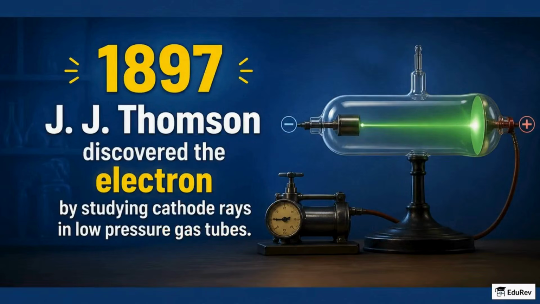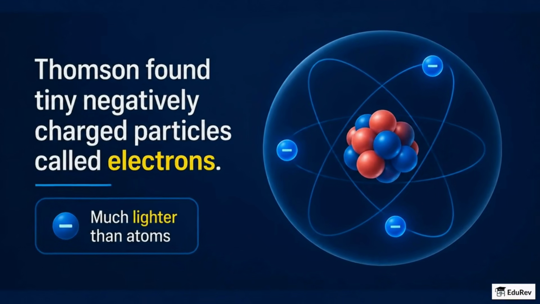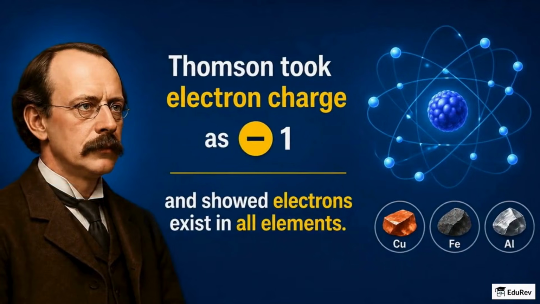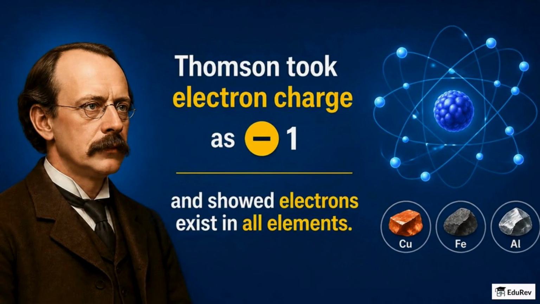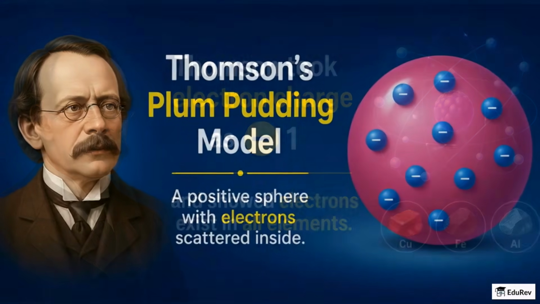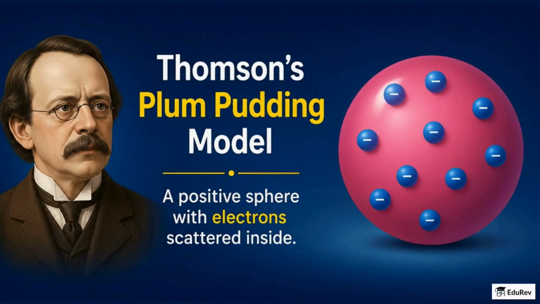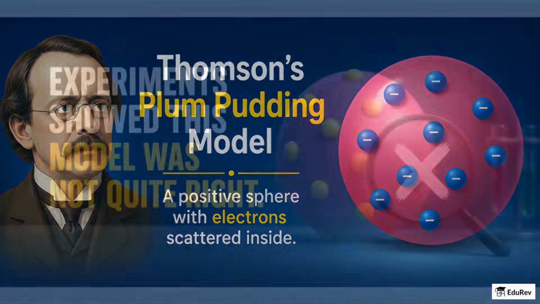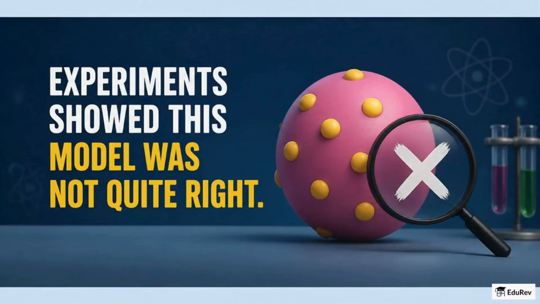In 1897, J.J. Thomson discovered the electron by studying cathode rays in low-pressure gas tubes. He found tiny negatively charged particles called electrons, which are much lighter than atoms. Thomson took the electron charge as -1 by convention and showed electrons exist in all elements. To explain neutral atoms, Thomson suggested the plum pudding model, a positive sphere with electrons scattered like plums or seeds. But experiments later showed this model was not quite right.